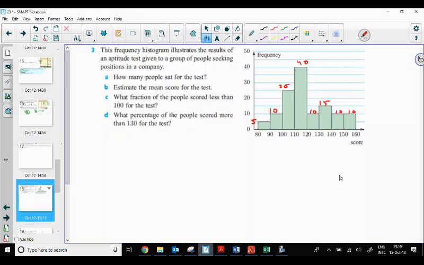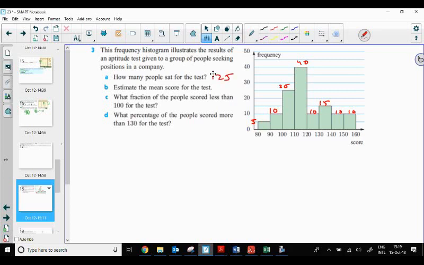Okay, here we've got a frequency histogram, results of some exam, whatever. How many people sat for the test? Here, it's much easier to estimate the heights of those bars than in the last one we saw. Those are all multiples of 5, so that's cool. I add up all the red numbers, and I'm going to get 125 people.